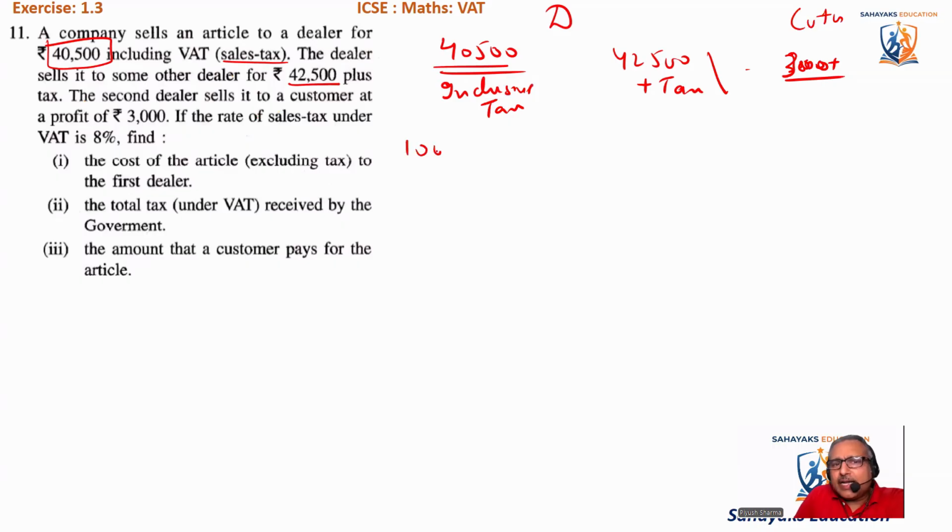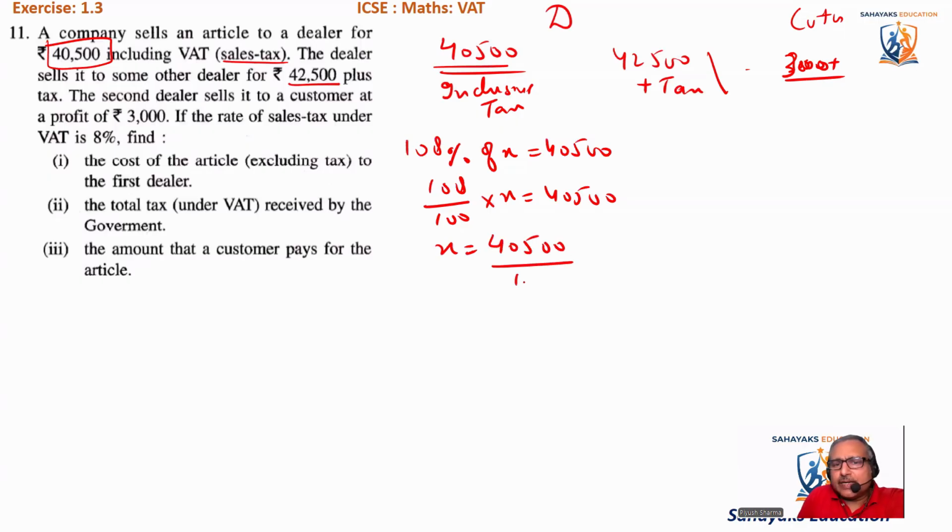So I can say 108% of some value is equal to 40,500. I can say 108 by 100 into X is equal to 40,500, or X is equal to 40,500 divided by 108 into 100. A little more calculation here. 9 ones are 9 and 9 twos are 18. 9 fours are 36, 36 is 45. 9 5s are 45, and it comes out to be 4500. Let me just check.